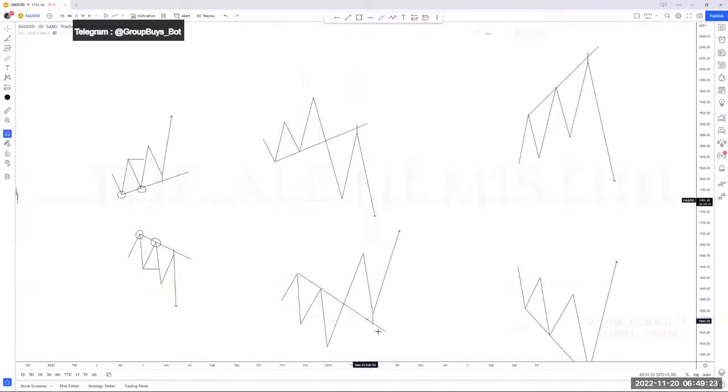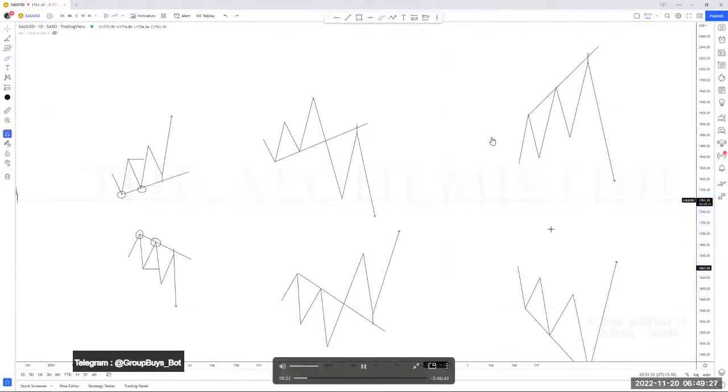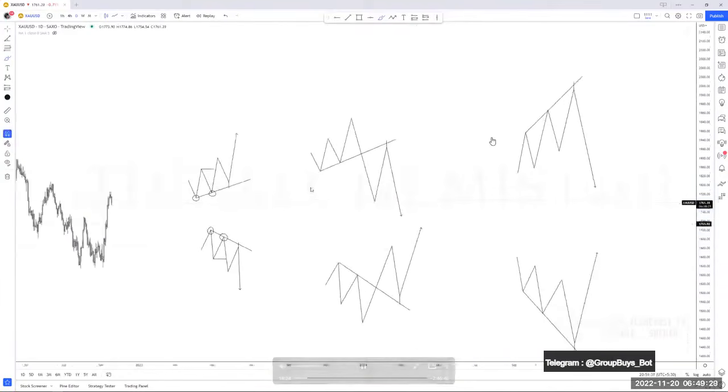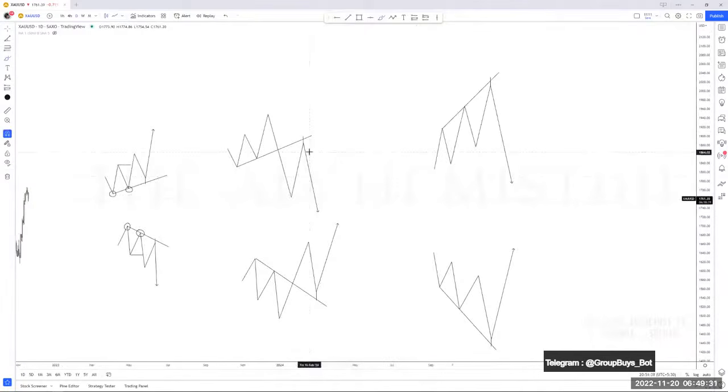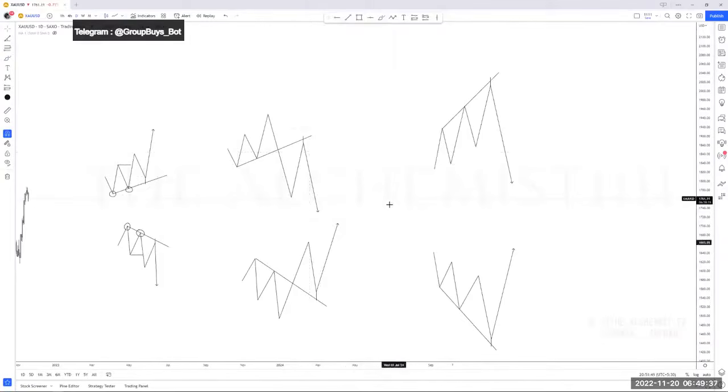If it breaks, we're expecting a retest and then for price to move up. Remember, we're not using trend lines alone. It's a combination of a bunch of things, right? A combination of structure, support and resistance and all of that. Not alone.